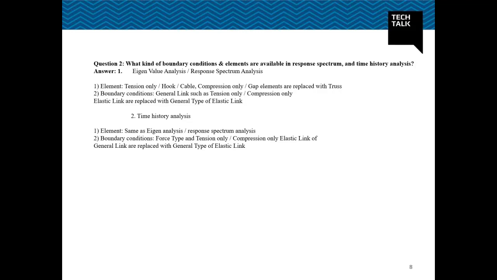And for boundary conditions, such as tension only or compression only springs, they get converted into a general type of elastic link. Same thing with time history analysis. As I have mentioned, for eigenvalue and stress response spectrum, boundary conditions again get converted into a general type of elastic link.